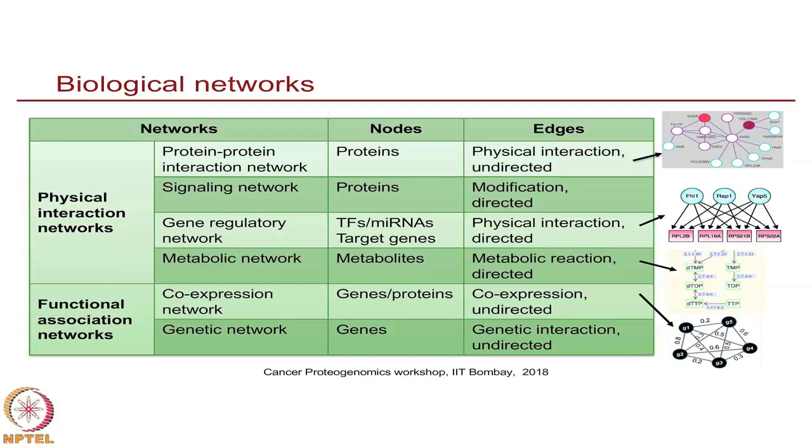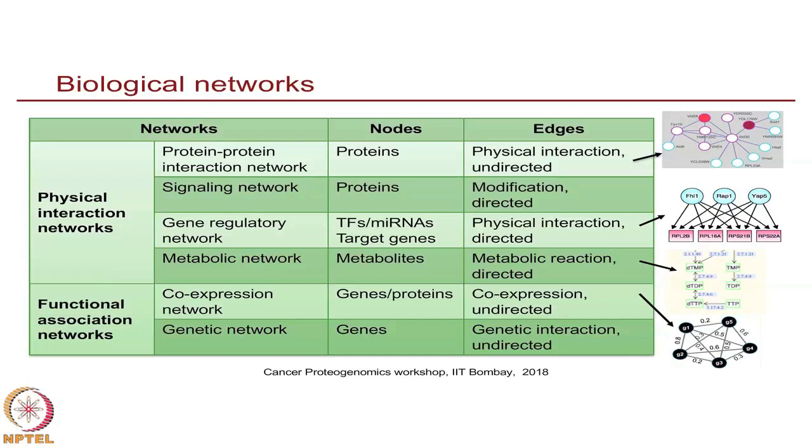They can be divided into two categories. First, the physical interaction networks. These are networks where the nodes are genes or proteins that physically interact with each other. For example, the protein-protein interaction network, in which each node is a protein, and the edge represents the interaction between two proteins.